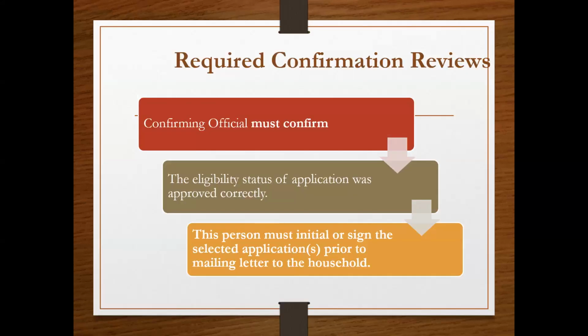You want to make sure your confirming official confirms that the eligibility status of the application was approved correctly, and then you want to make sure that they initial and sign the selected application prior to mailing the letter. If this process takes place at the beginning of the school year when the applications are being processed, it is still important for the confirming official to initial and sign the application or the batch file. And you want to make sure that this is someone other than the determining official.